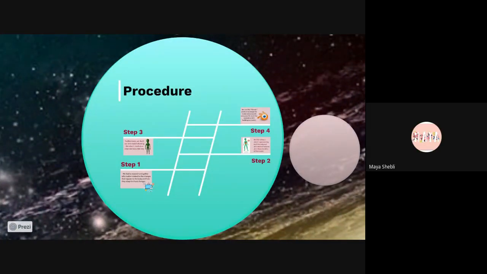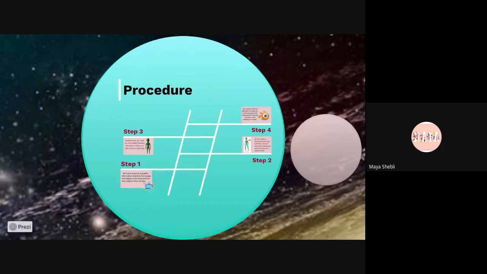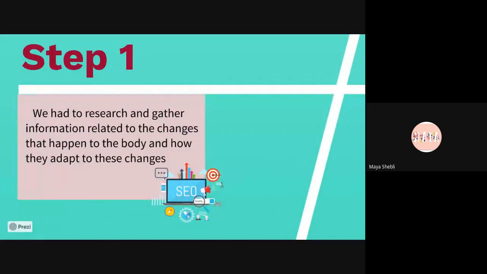Of course, there were many steps that we had to follow in order to ensure that we cover all of the objectives. The first step was to research and gather information related to the changes that happen to the body and how they adapt to these changes, and we had to check whether the resources were accurate or not.